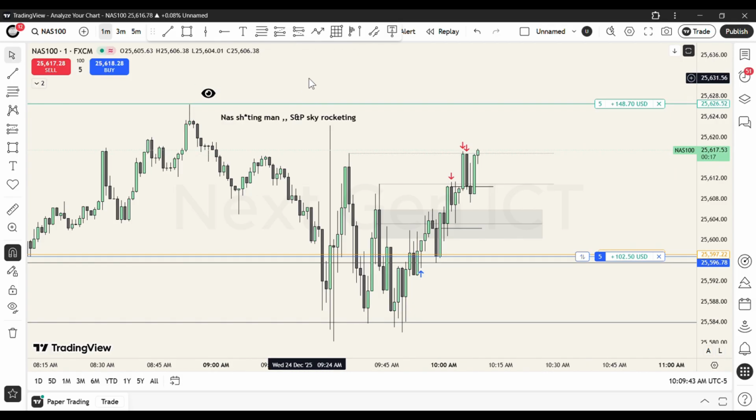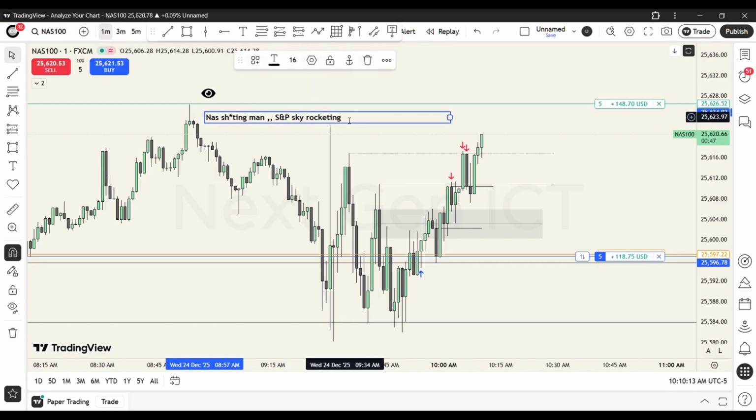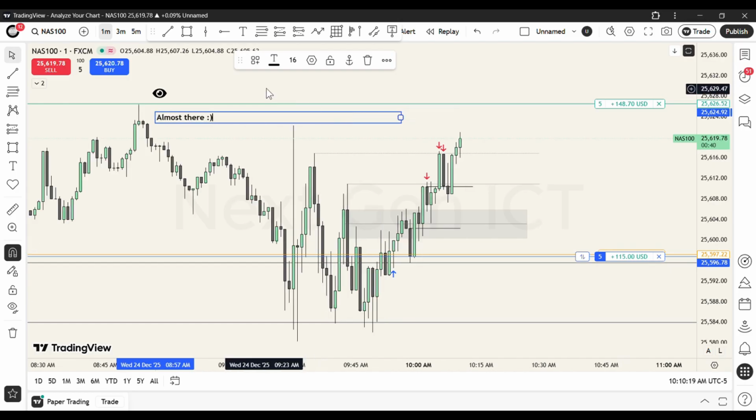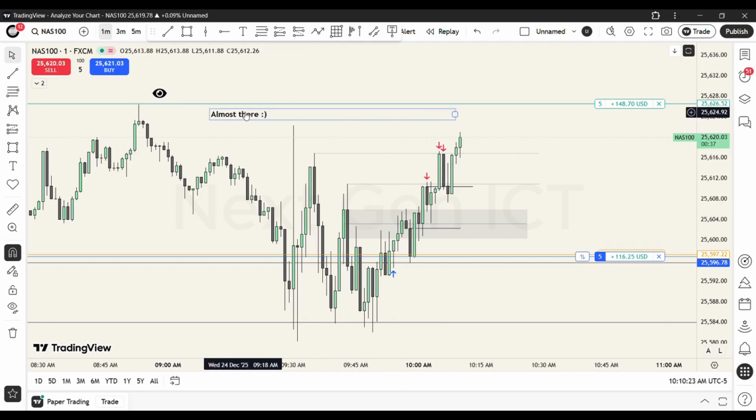Yeah, man. To be honest, if you're trading NAS today, y'all know NAS was moving like shit. But compared to NAS, S&P 500 was moving pretty nice. So that's why I was looking at the S&P 500 on my other screen and was thinking, bro, what the hell? So yeah, now price is running towards our high, and we are almost there. Come on now.